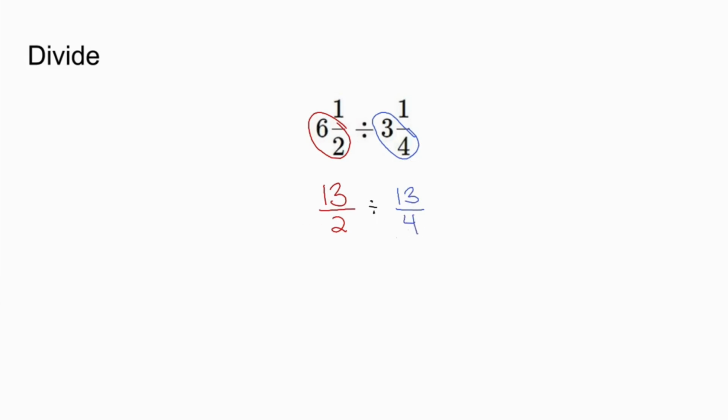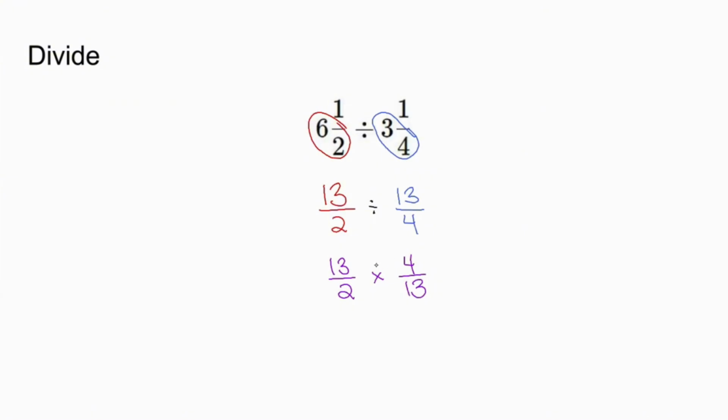Now, when you divide two fractions, you're going to want to use the rule keep, change, flip. What is that? Well, keep the first fraction exactly the way it is, 13 over 2. Change division into multiplication, and flip 13 over 4 into 4 over 13. Now we have two fractions being multiplied together.